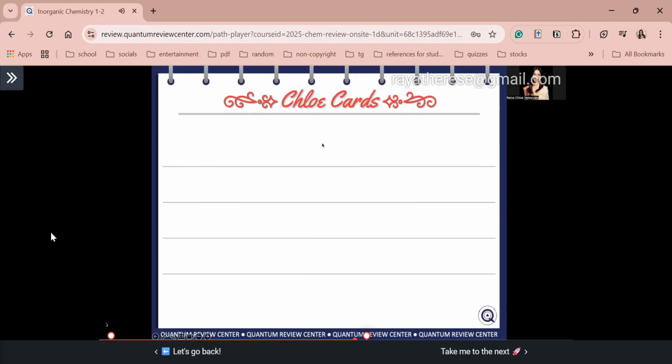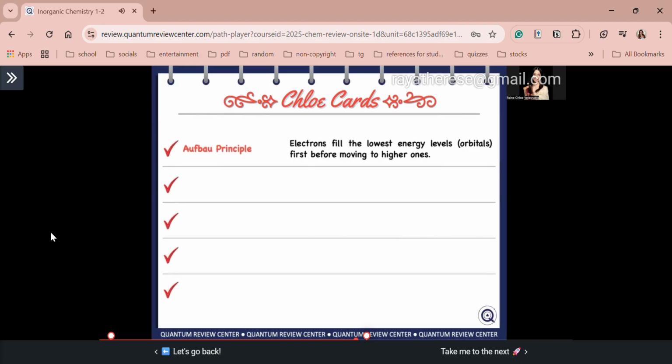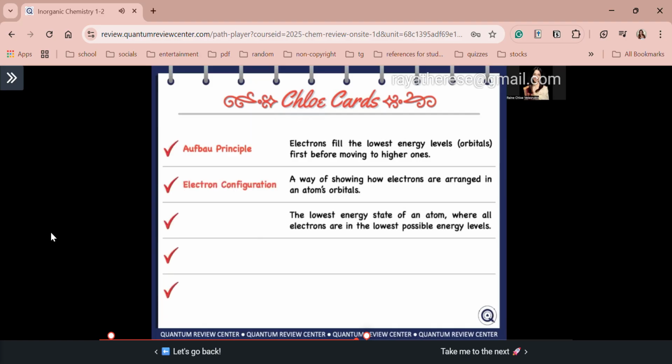So, these are the quotes or parang cue cards. So, here we summarize all that we have learned in this crash course video. First, electrons fill the lowest energy levels first before moving to higher ones. What principle is that? Yes, Aufbau principle. A way of showing how electrons are arranged in an atom's orbitals, that's electron configuration. The lowest energy state of an atom, where all electrons are in the lowest possible energy levels. Tama, ground state. Electrons fill empty orbitals of the same energy one at a time before pairing up.